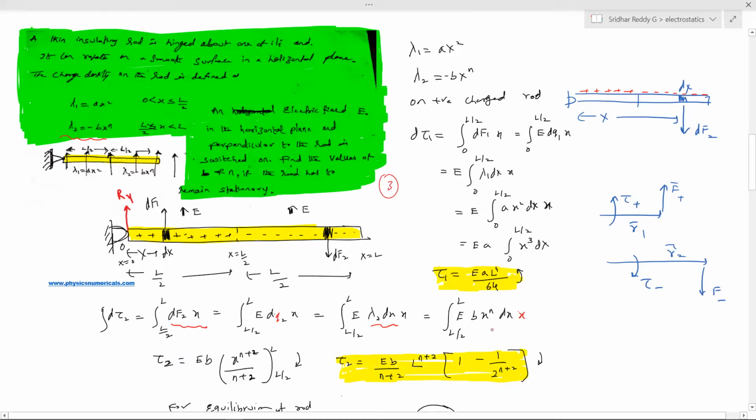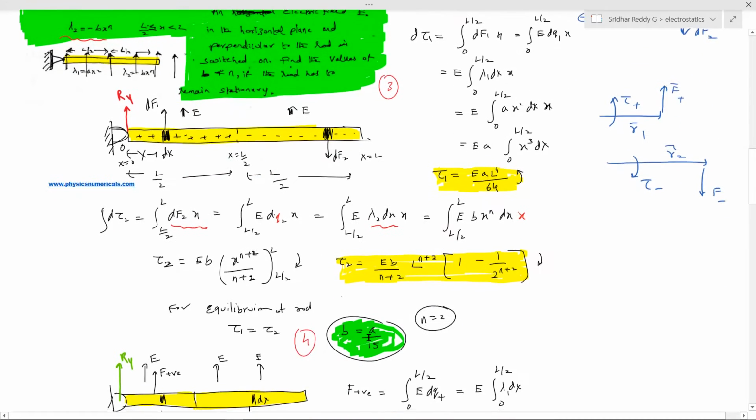Okay, then everything after integrating, we'll end up with x to the power of n plus 2. The limit should be L by 2 to L, no? Because x equal to 0 to x equal to L by 2, x equal to L by 2 to capital L. Solving, I'll get the top 2. And for equilibrium of the rod, what we can assume? The net torque should be 0. So solving that, we'll end up with this answer.